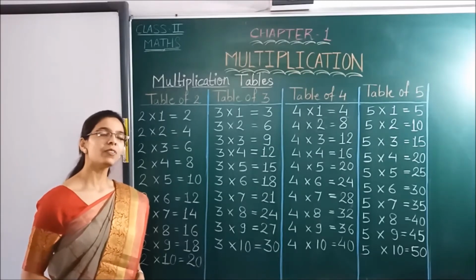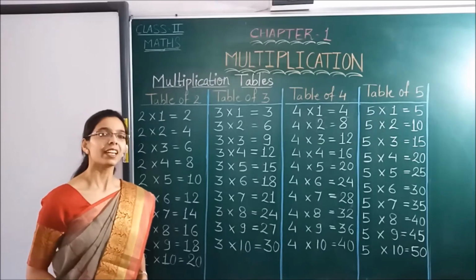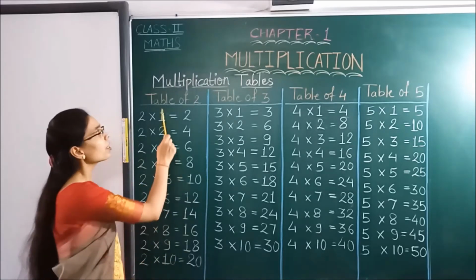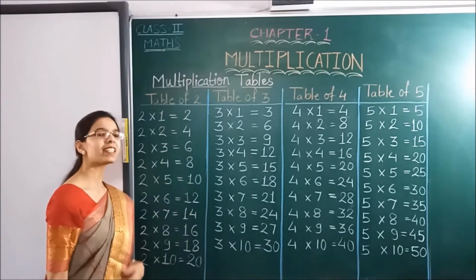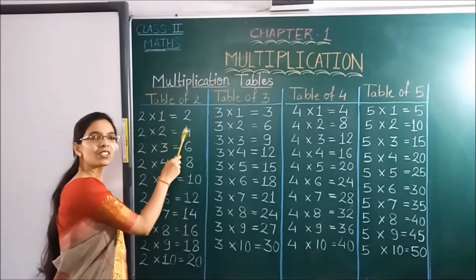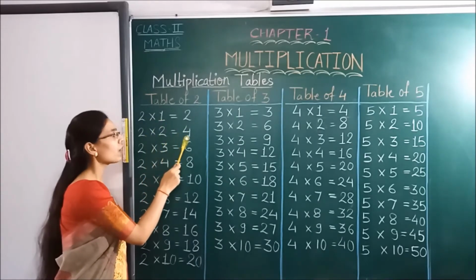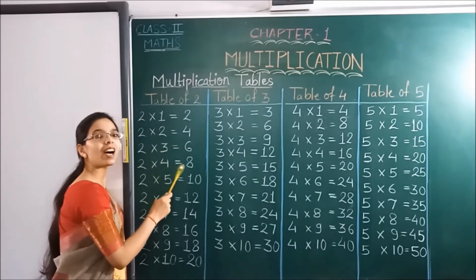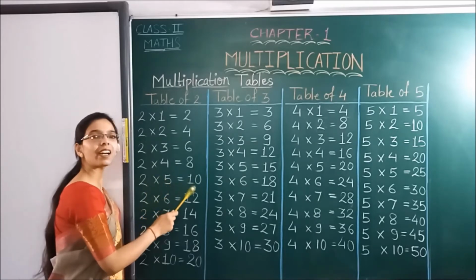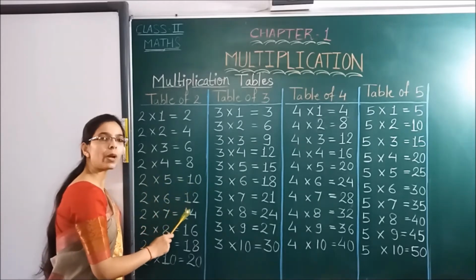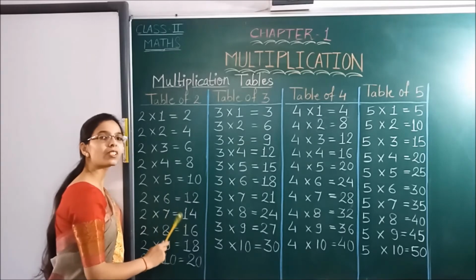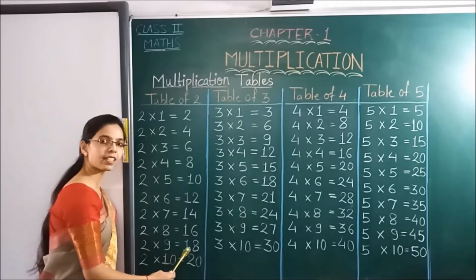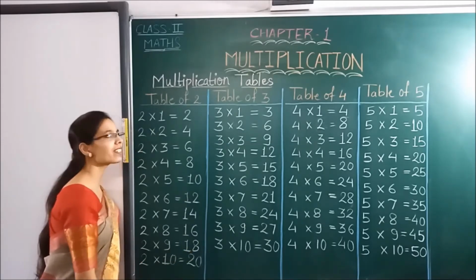Now children, you have learned table from 2 to 5 in class 1. So we will just revise them. Okay? So table of 2. You have to repeat after me. 2 ones are 2. 2 twos are 4. 2 threes are 6. 2 fours are 8. 2 fives are 10. 2 sixes are 12. 2 sevens are 14. 2 eights are 16. 2 nines are 18. 2 tens are 20.